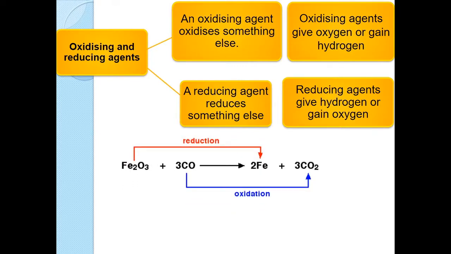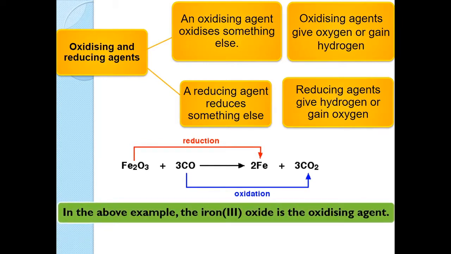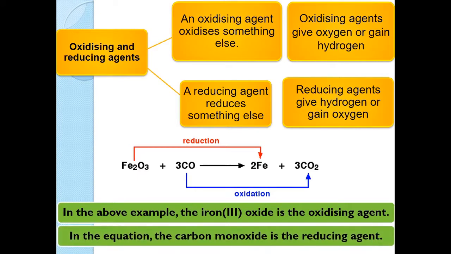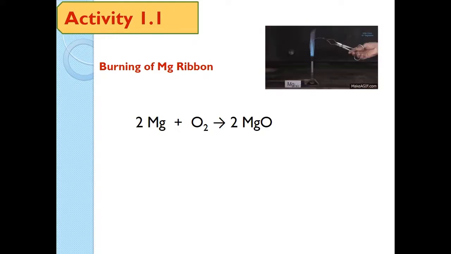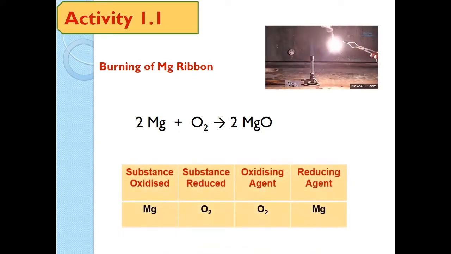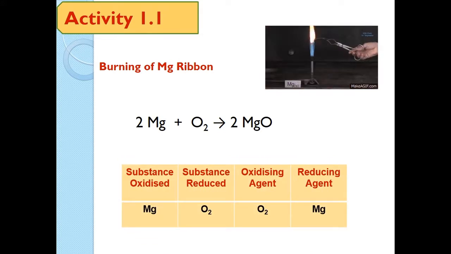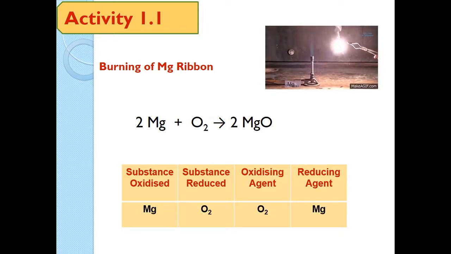Let us consider this redox reaction. Here iron oxide is the oxidizing agent as it is itself undergoing reduction, and carbon monoxide is the reducing agent as it is undergoing oxidation. Recall activity 1.1, burning of magnesium ribbon. This is a combination reaction as well as a redox reaction. Magnesium is undergoing oxidation, hence it is the reducing agent, and oxygen is undergoing reduction, hence it is the oxidizing agent.